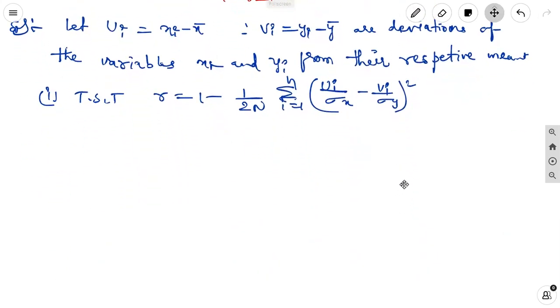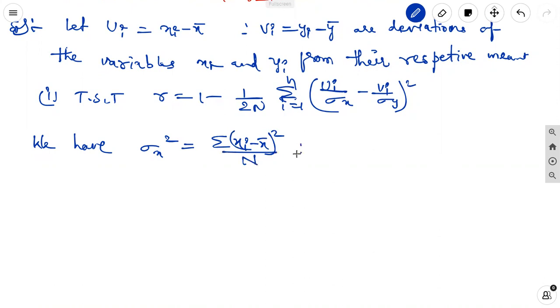First of all, we have the variance values or standard deviations. We have sigma x square is equal to summation (xi minus x bar) whole square by capital N, and sigma y square equal to summation (yi minus y bar) whole square by capital N. These are related in the coefficient of correlation. What we can show is that.